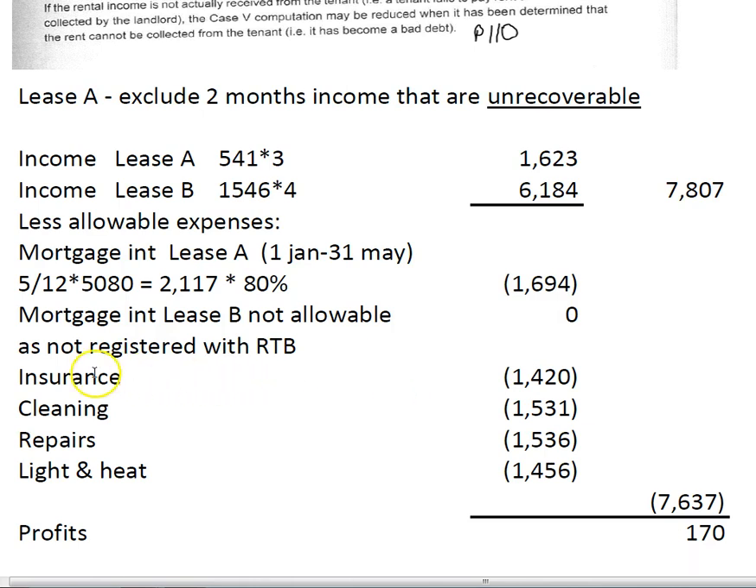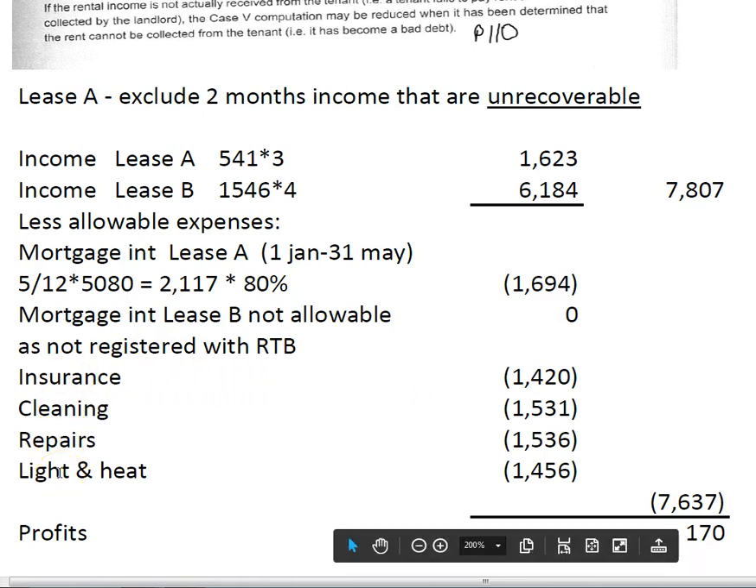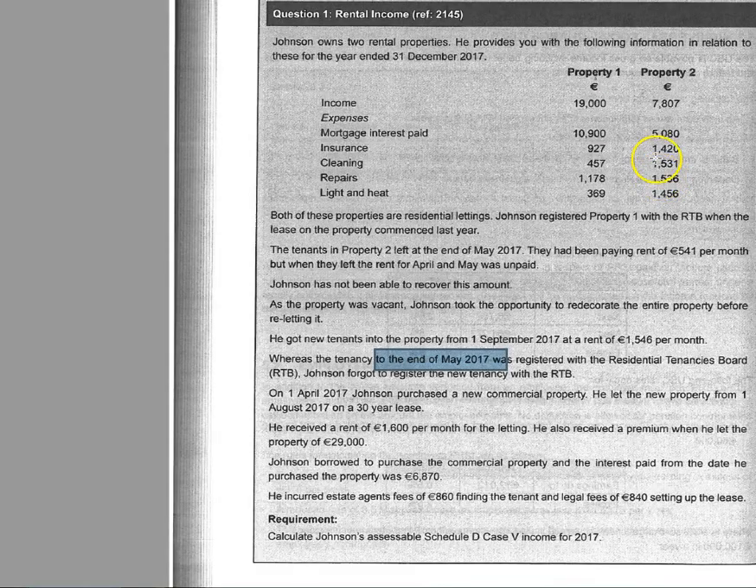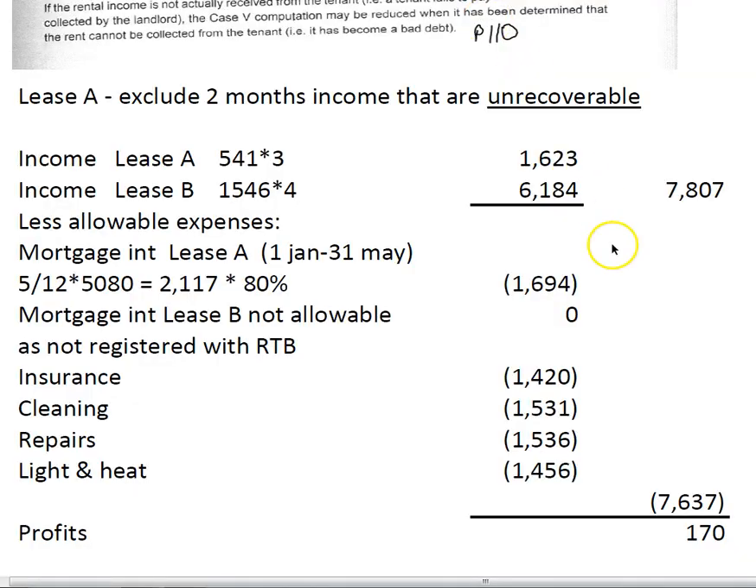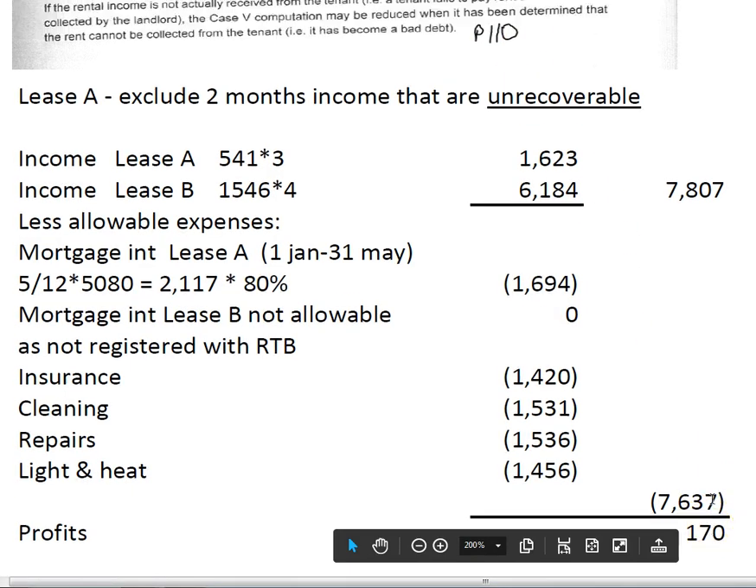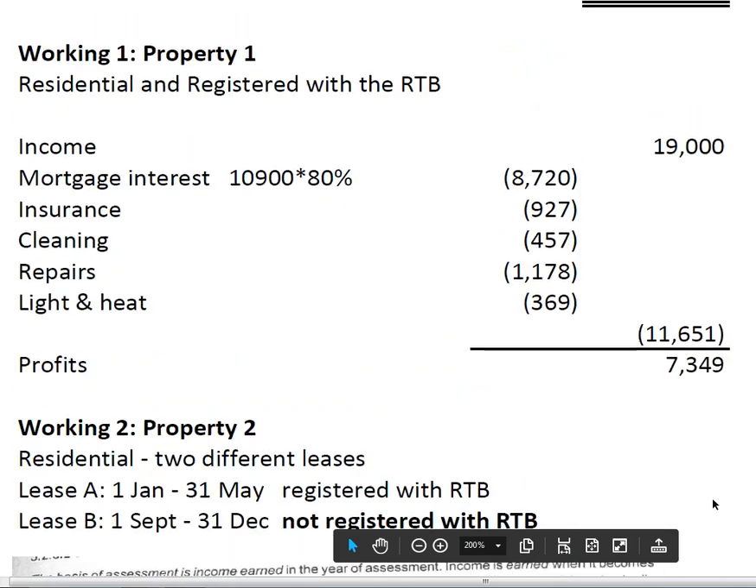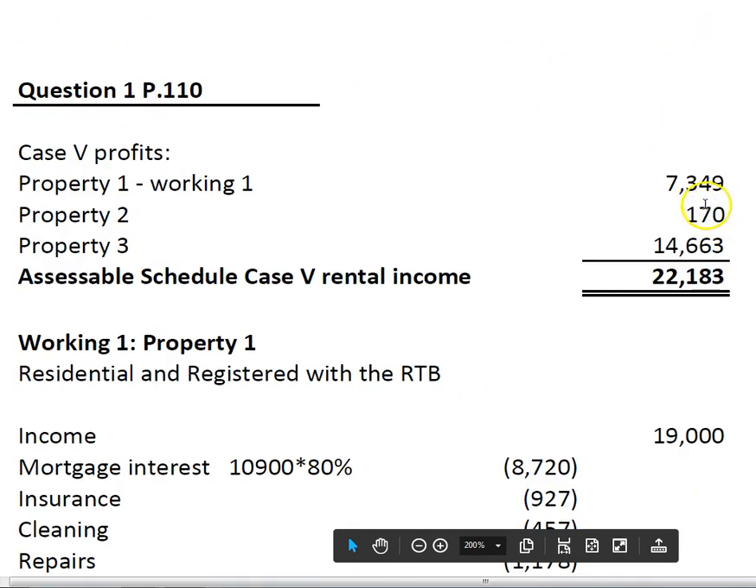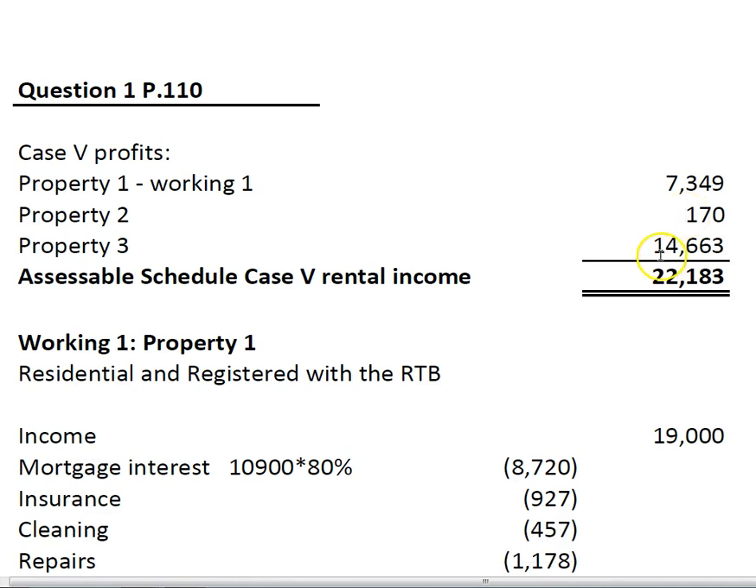And then the rest of the expenses get taken away, and there's no workings or anything to do with them. They're all straightforward. The insurance, the cleaning, repairs, etc. are there. And the profit works out 170, and that profit gets brought up then to the overall calculation. So then we're just left with property 3.